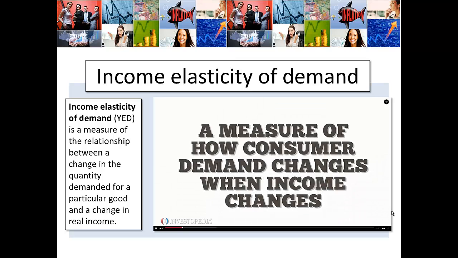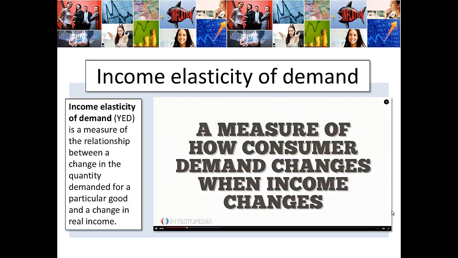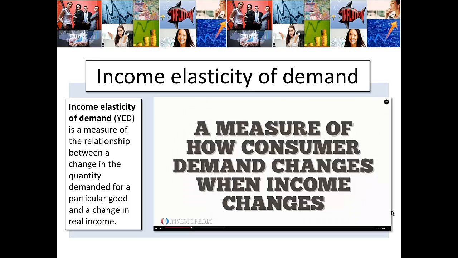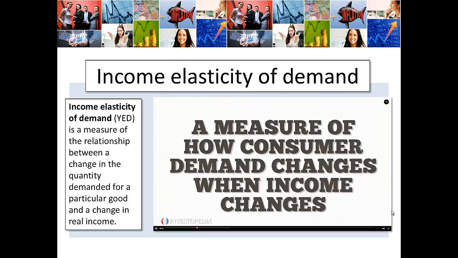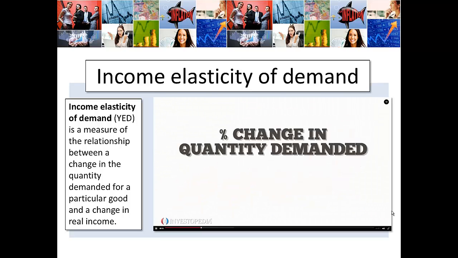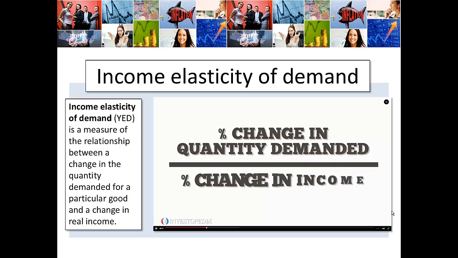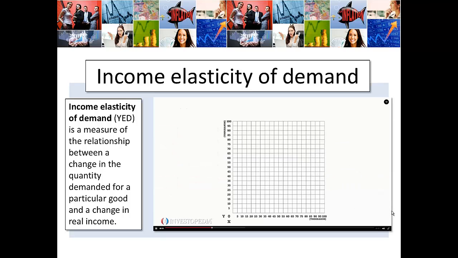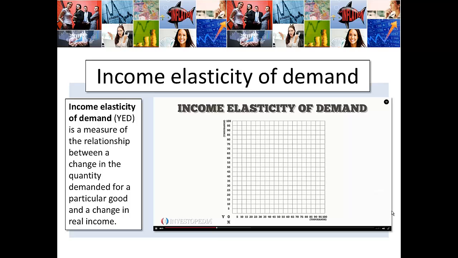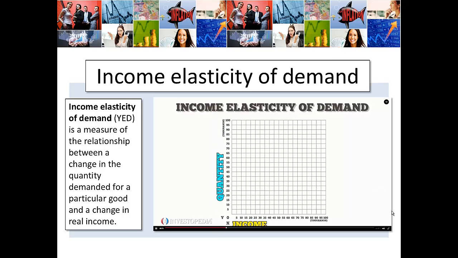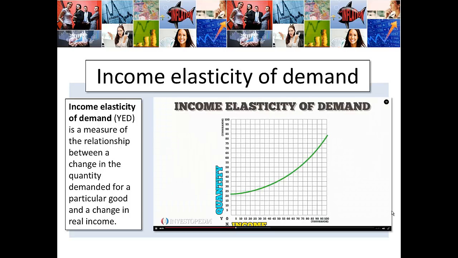Income elasticity of demand is a measure of how consumer demand changes when income changes. The formula for income elasticity of demand is percent change in quantity demanded divided by percent change in income. Plotting income elasticity of demand on a graph where income is on the x-axis and quantity is on the y-axis will render a line that has a unique slope according to the type of good.